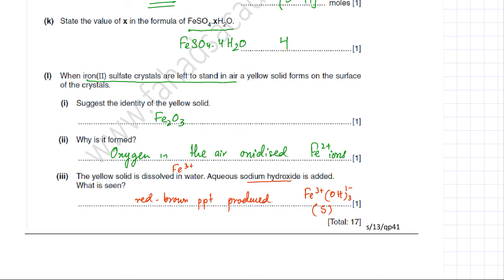So this is a test for iron 3 ions, and you need to remember the test for cations, that for iron 3 ions, when you add NaOH, an insoluble red-brown precipitate is formed.